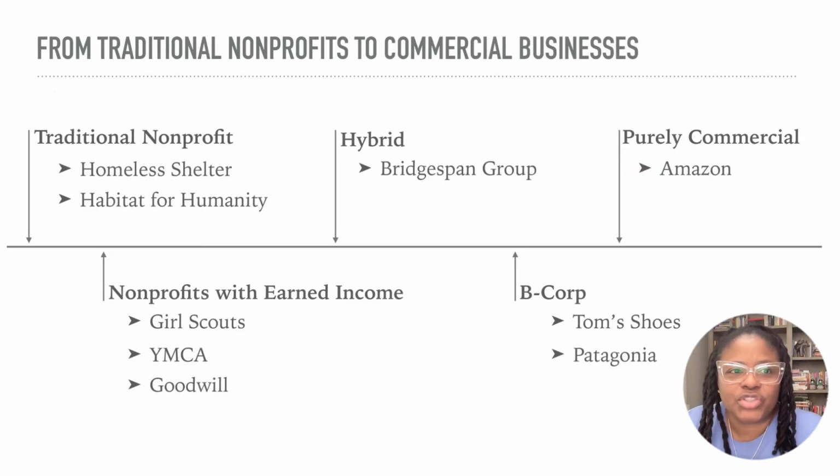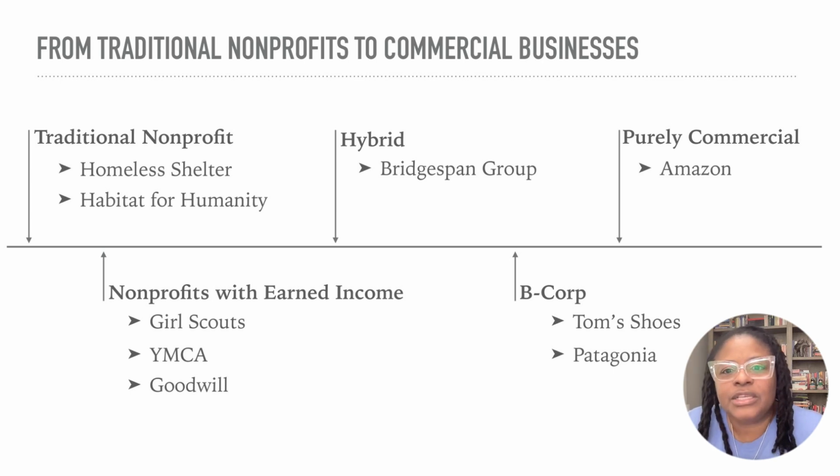So, if we think about a traditional nonprofit, that's more like a homeless shelter, or even Habitat for Humanity is more of a typical, traditional nonprofit. And you also have nonprofits with earned income, and these are like the Girl Scouts, Cookie Time, Thin Mints. That's me. The YMCA, all of the activities they have this earned income potential. Goodwill, the stores. There's a hybrid nonprofit, a bridge band. They charge for services as well.